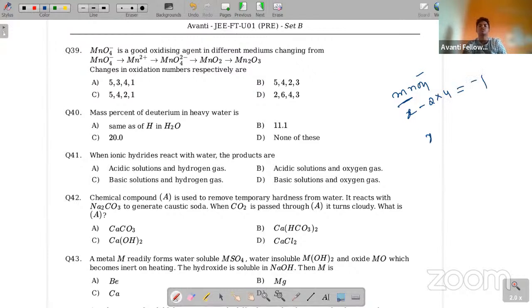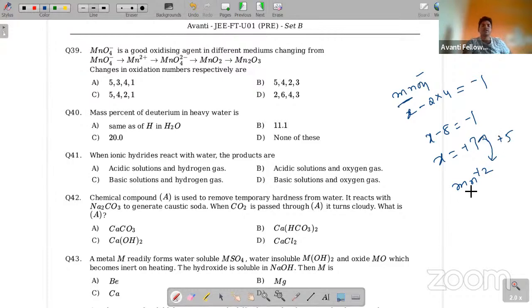Then this will become X minus 8 is equal to minus 1. Then X is equal to plus 7. But they are asking for the change in oxidation numbers. So the change in oxidation number, this is plus 7 and next one is plus 2. So here we can say this is plus 7 and this is plus 2. So the change in oxidation state is 5.